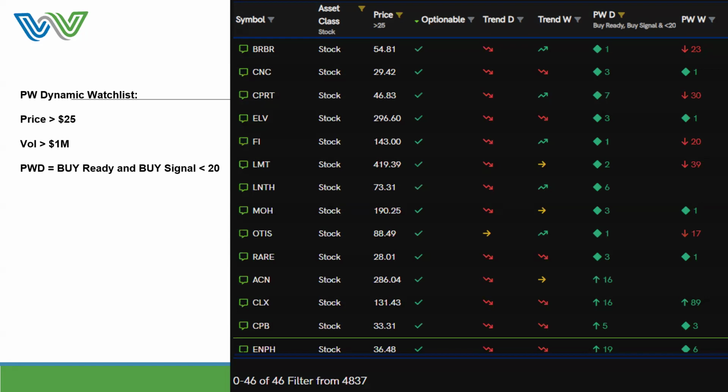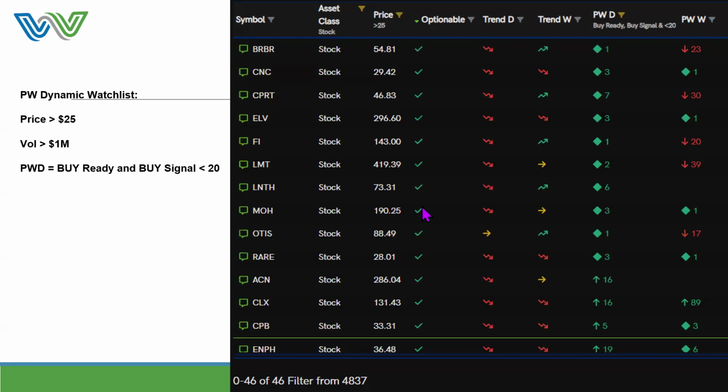Okay. The dynamic watch list was set up for prices greater than $25 for the volume greater than 1 million. And the daily PW is the buy ready and the buy signal. So I didn't tell you about the buy ready and the buy signal. The buy ready is when we just get the purple. The buy signal is when price closes above the 12 EMA to start. That's the buy signal. So I like to look at both.